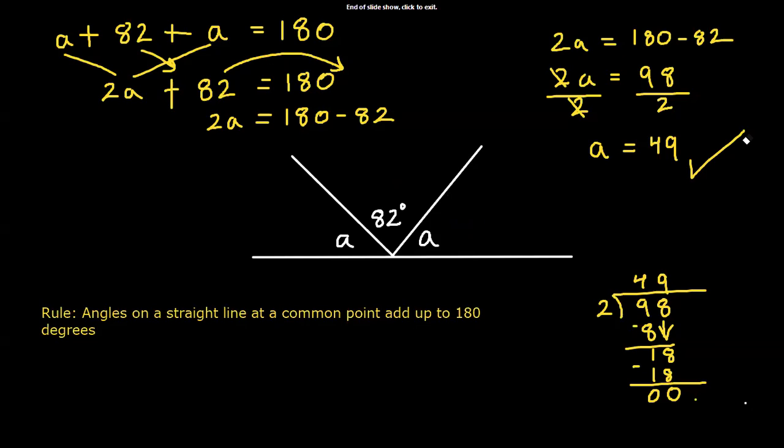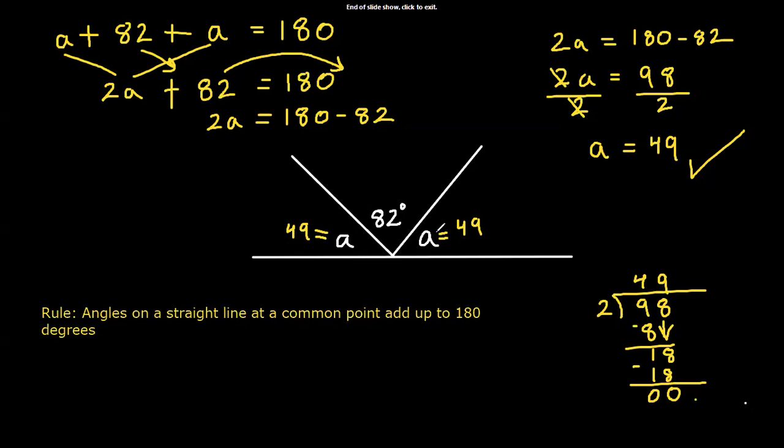So what does this mean? This means that if I add 49 plus 82 plus 49, right? If I add all of them up, what is my answer going to be? If I add all 3 of these together, 180. 180 degrees. Because angles on a straight line at a common point are 180 degrees.